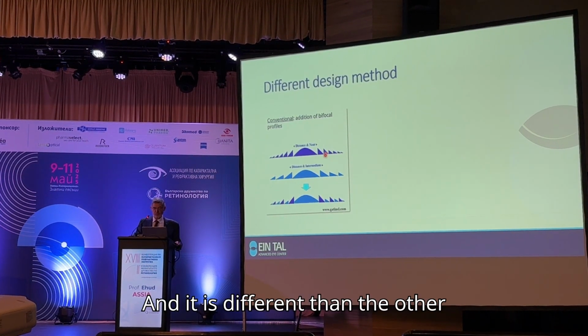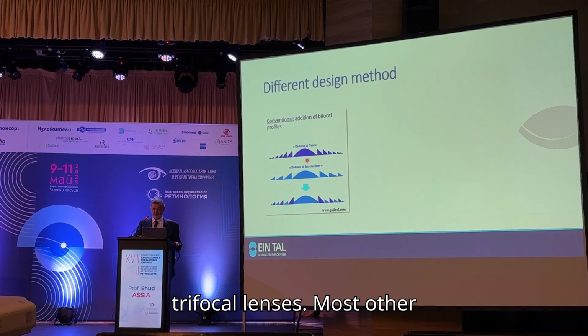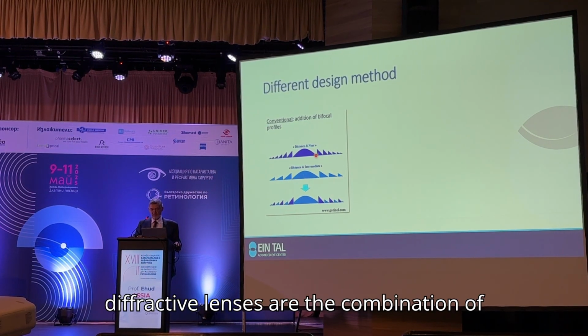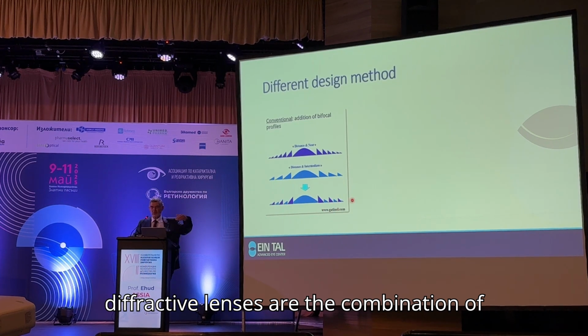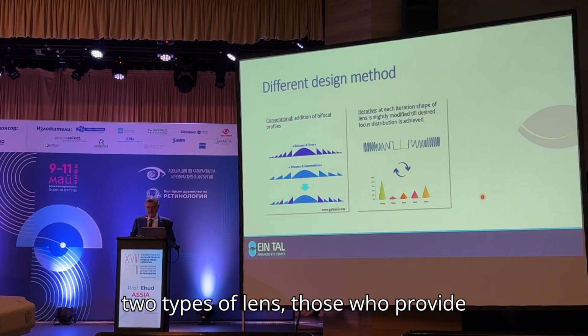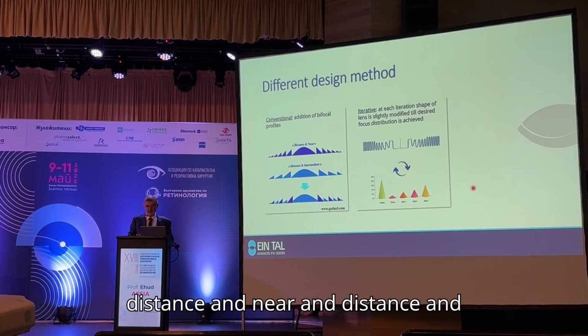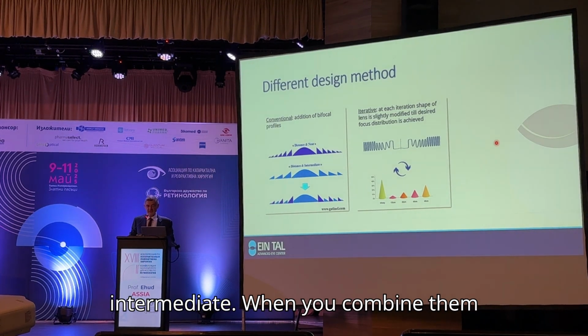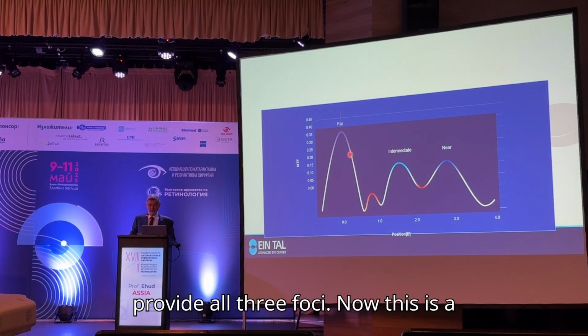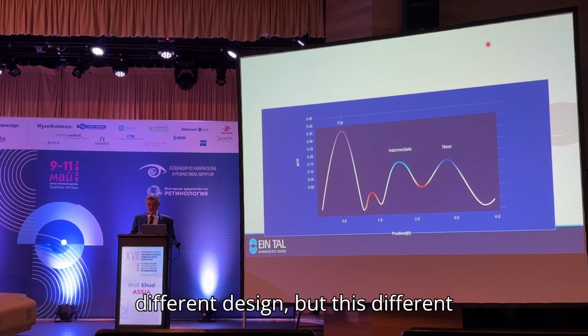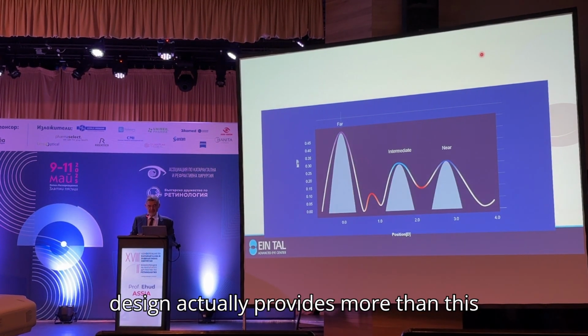And it is different from the other trifocal lenses. Most other diffractive lenses are a combination of two types of lenses, those which provide distance and near, and distance and intermediate. When you combine them together, then we have a lens which provides all three foci. Now this is a different design, and this different design actually provides more than these three foci.